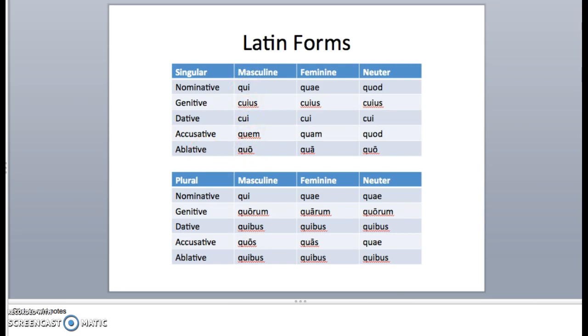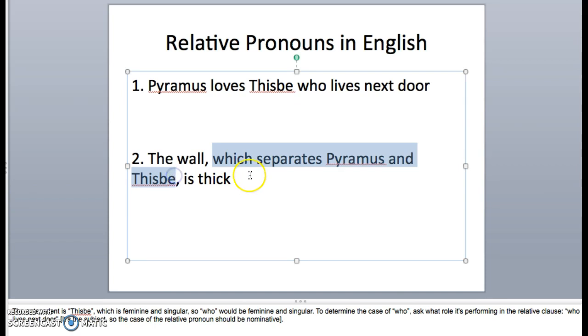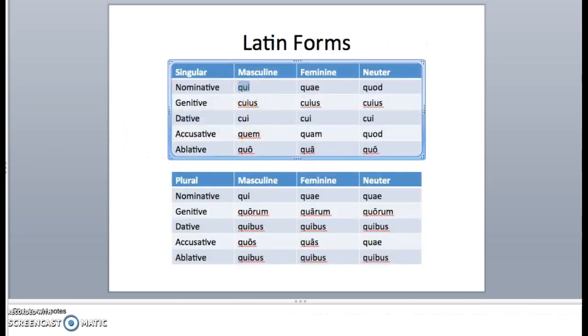And a reminder that in order to determine what case to use, I have to see what it is doing in its relative clause, which separates Pyramus and Thisbe. Yet again, it is fulfilling the role of subject of this relative clause. It's doing the action of separates. So we know that this is actually also going to be nominative. And so we'd use qui.